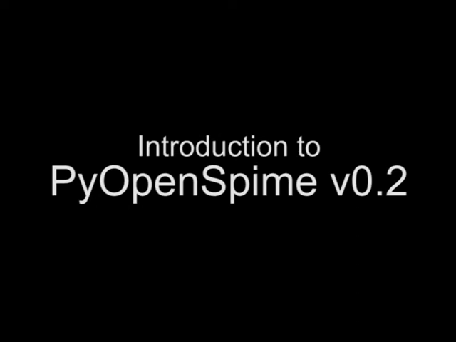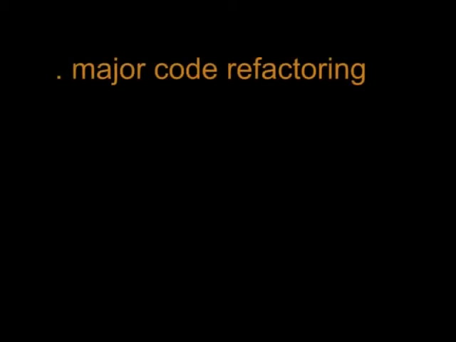I'm pleased to announce the release of PyOpenSpime 0.2, the OpenSpime library written in Python. The changes between this and the previous versions are a major code refactoring, which has substantially increased code usability. For instance, all the parts of the code related to the OpenSpime engine itself have been separated from the parts related to the XMPP client.